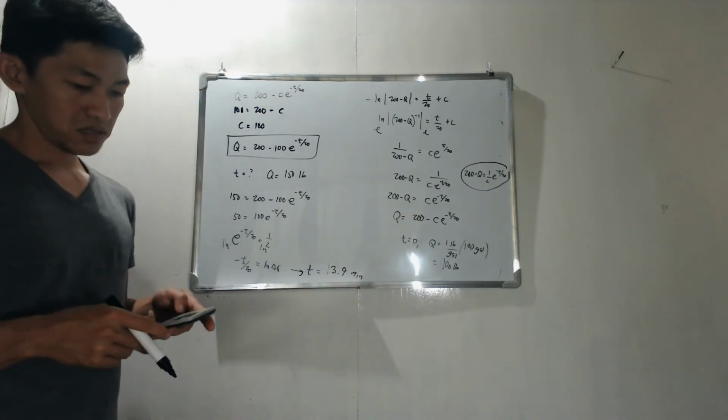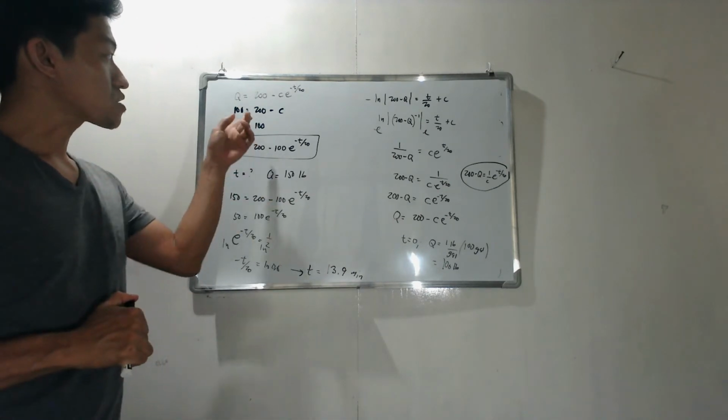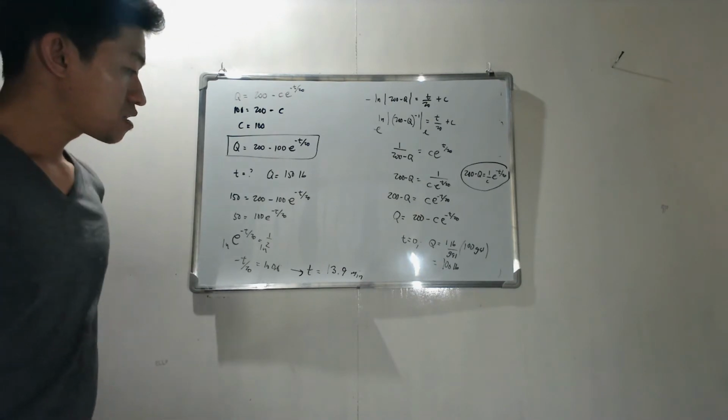Why minutes? Because the flow rate that was given is gallons per minute. So that's it.